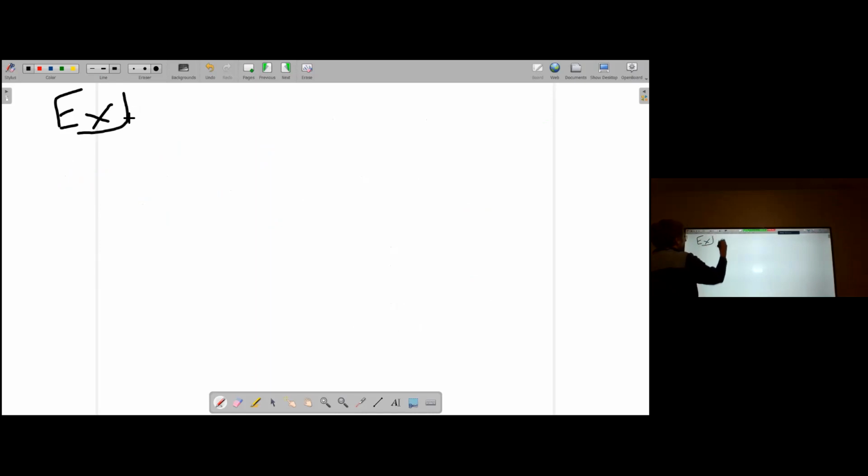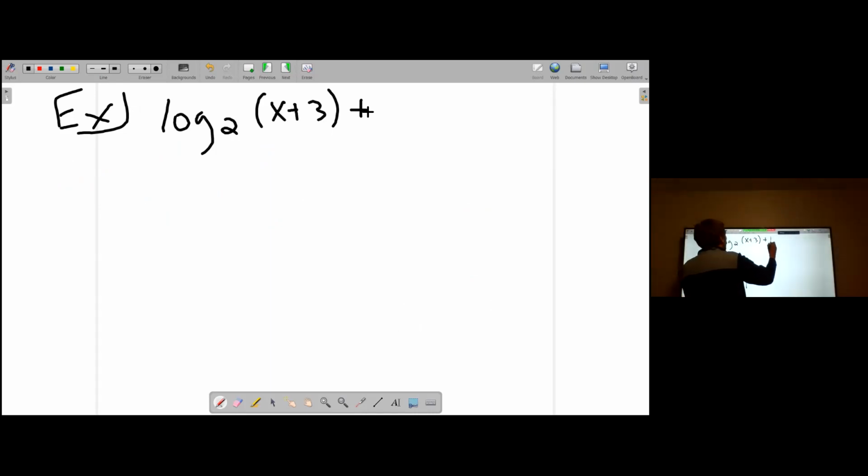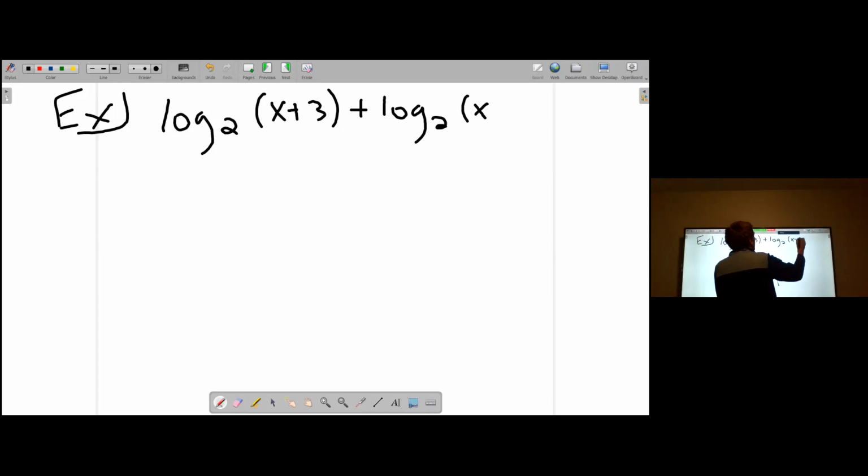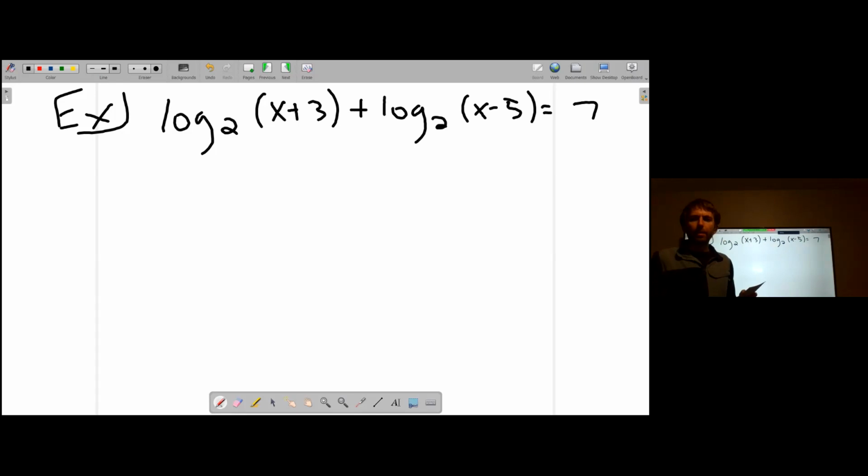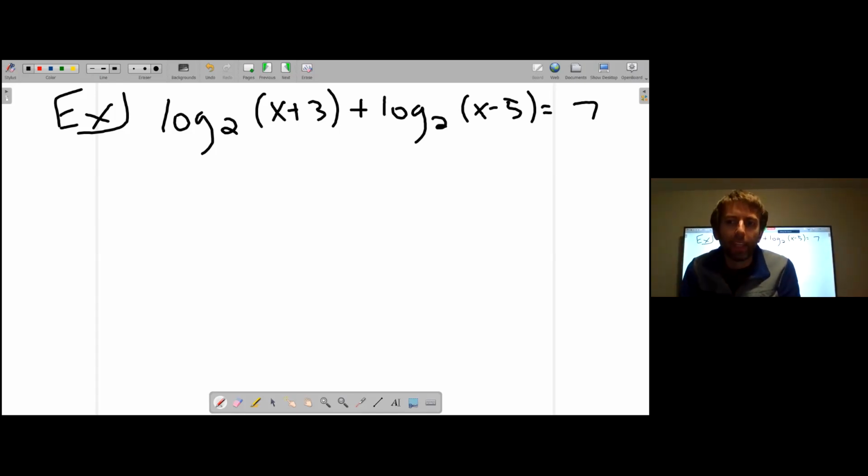We've got this one: log base 2 of x plus 3 plus the log base 2 of x minus 5 is equal to 7. How do we do that? Well, the problem with this one is you have 2 logarithms, and they're not the same. You can't combine them like terms, for example.